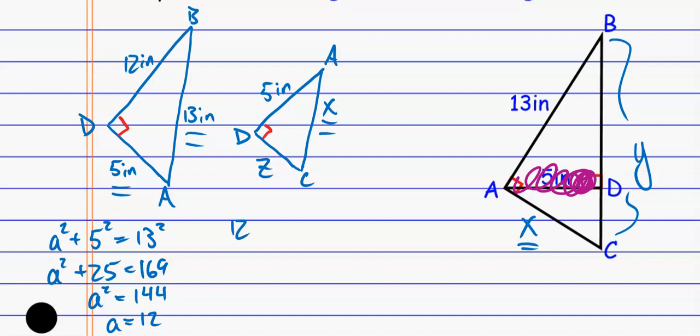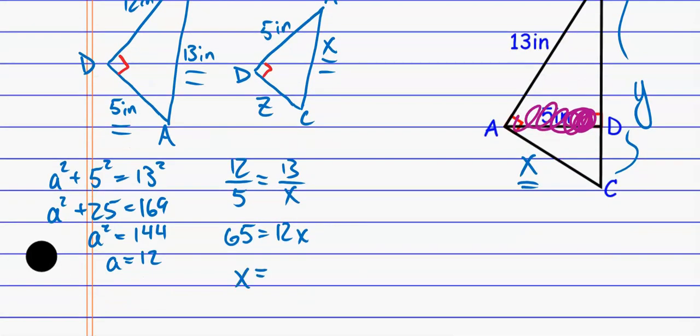I could say that, hey, the 12 goes to the 5 the same way that the 13 goes to the x. Because these are similar triangles, I can cross multiply and solve this thing. And this is not going to work out nicely, but that's okay. We can just divide that on our calculators here. I'm just going to round it off. I'm going to say this is a 5.42, something like that.